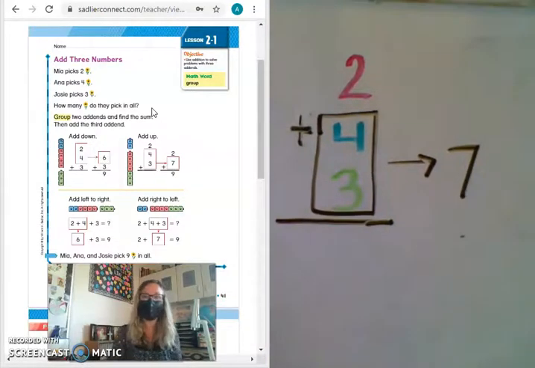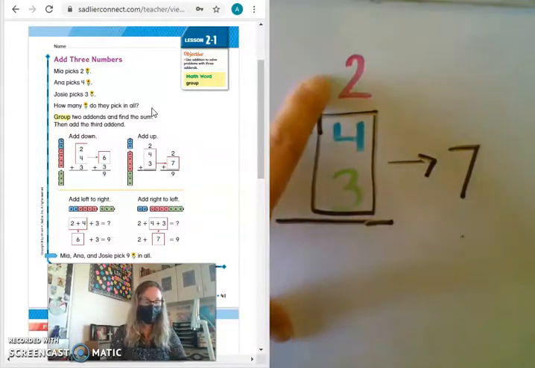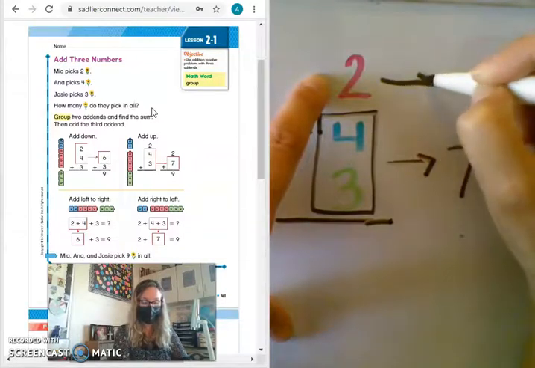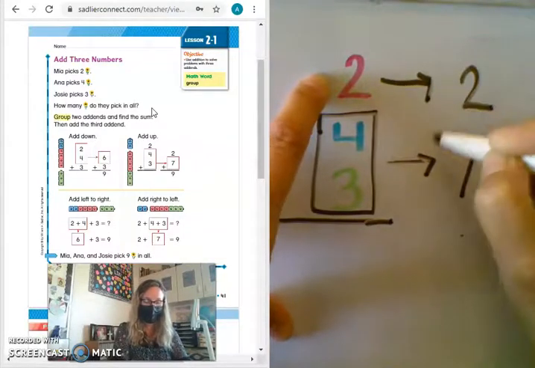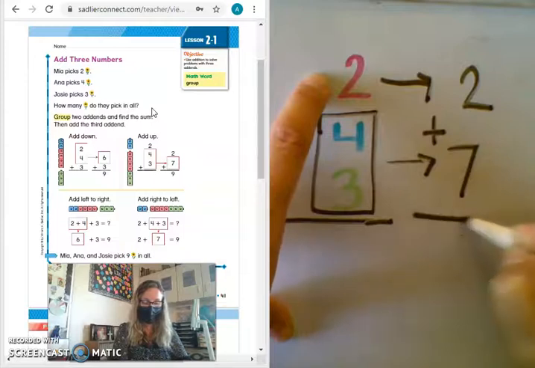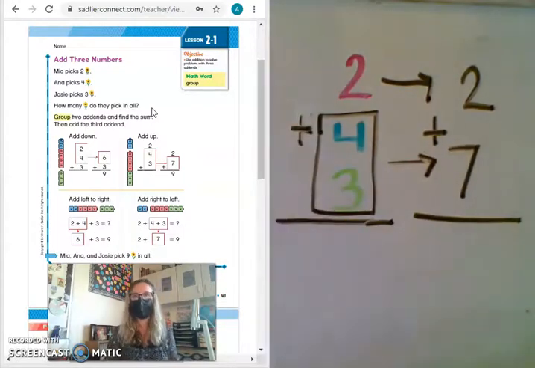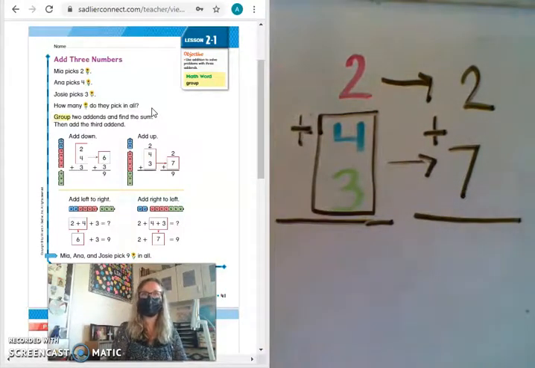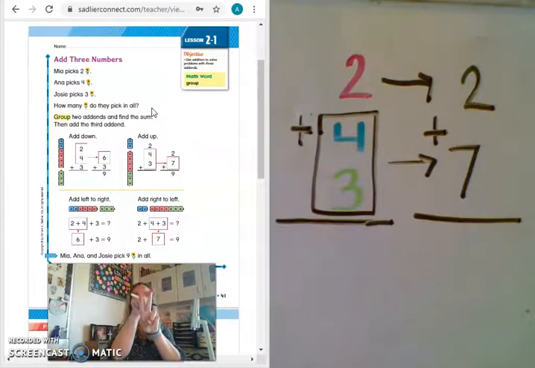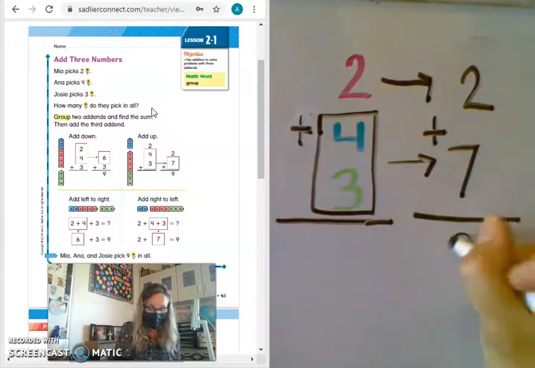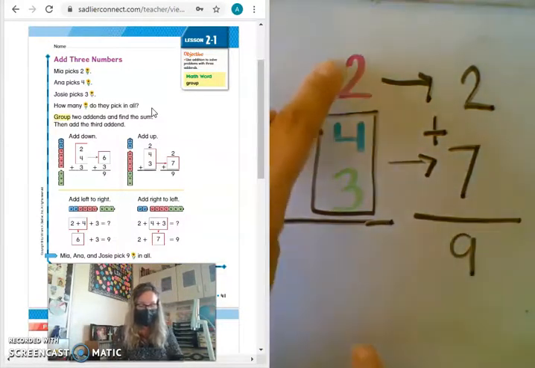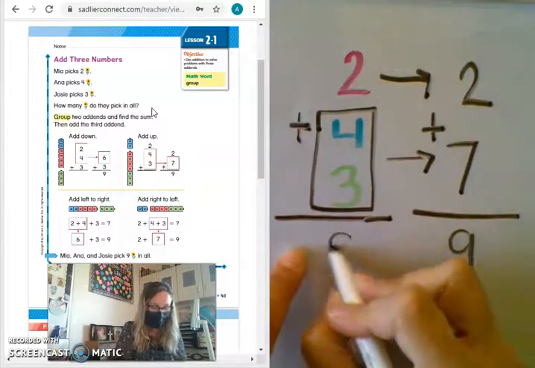I'll bring over my 7. And now I have my 2 left, so I have to bring over my 2. Now, Lillian, if I add 2 plus 7, what do I get? 2 plus 7. So I have 7 plus 2 more. 7, 8, 9. Boys and girls, 2 plus 4 plus 3 is 9.